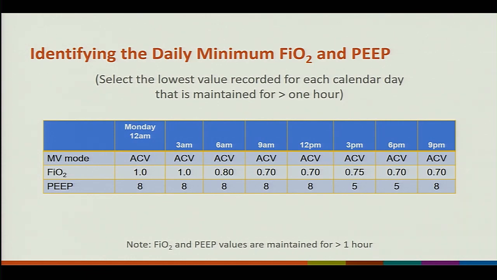Okay, so let's get a visual. Documentation in the medical record may look something like this. The mode of ventilation is an eligible mode, and the FiO2 and PEEP have been documented 8 times over the course of the calendar day. When documentation of the settings takes place in intervals greater than 1 hour, as in this case, it's easy to determine which values have been maintained for at least 1 hour. So in this example, the daily minimum values for this calendar day are 70 for FiO2 and 5 for PEEP. These are the values that are of interest for this calendar day.